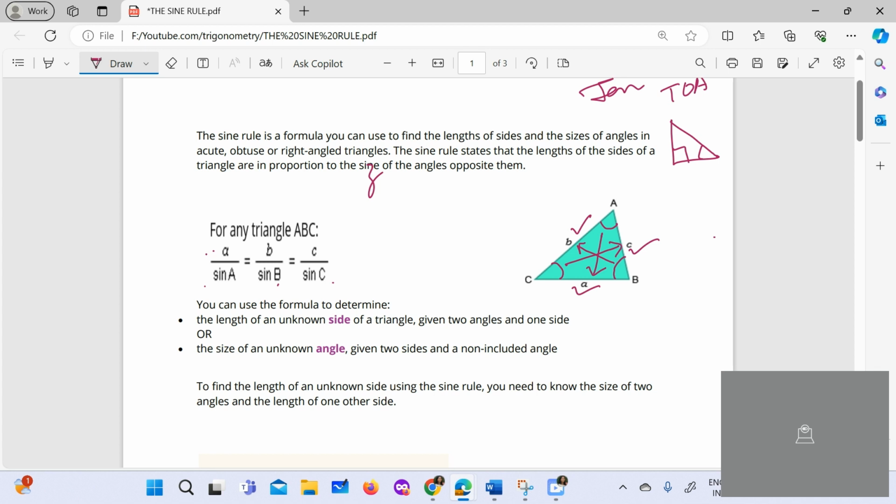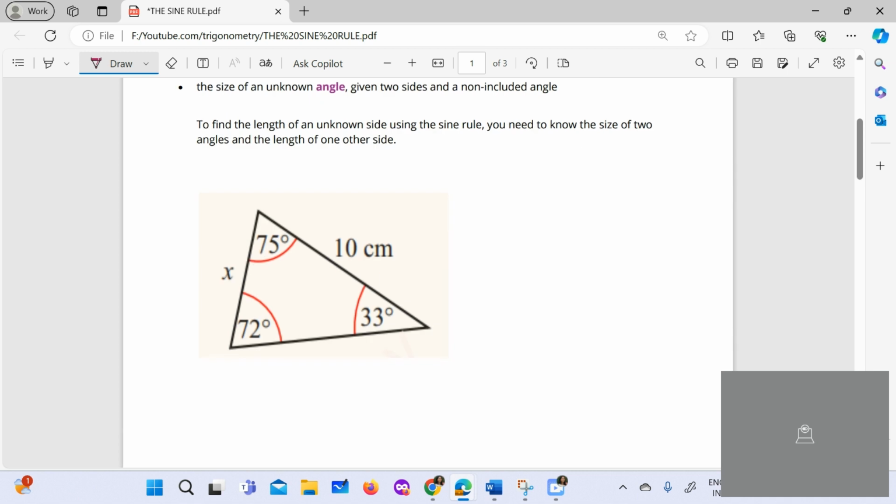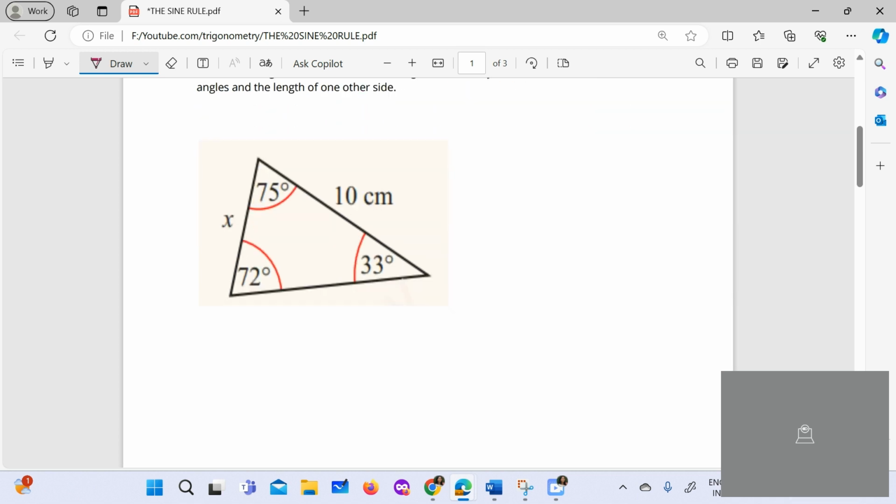Now, you can find the length of an unknown side of the triangle if two angles and one side are given, or you can also find the measure of an unknown angle if two sides and a non-included angle are given. Okay, oh sorry, angle is given. So let's consider this example.